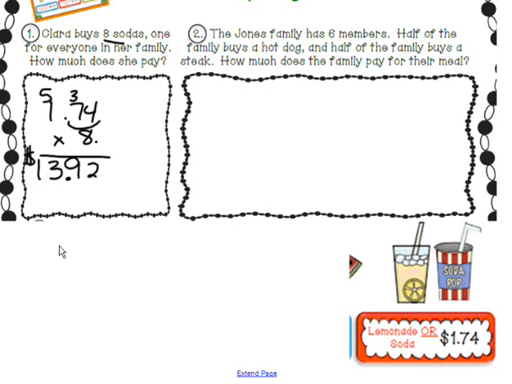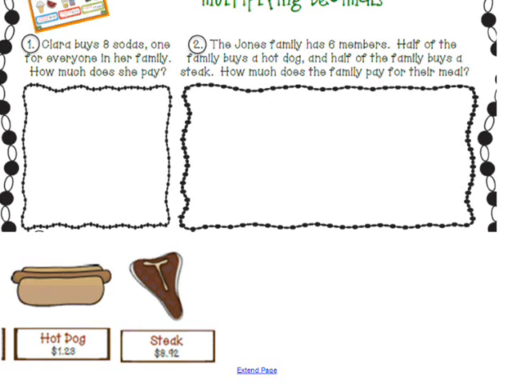Question number 2. The Jones family has 6 members. Half of the family buys a hot dog and half of the family buys a steak. How much does the family pay for their meal? Well, again, you can look at your Snack Shack price list. I went ahead and put it down here on my picture. Half of the family buys a hot dog. Half of 6 is going to be 3.